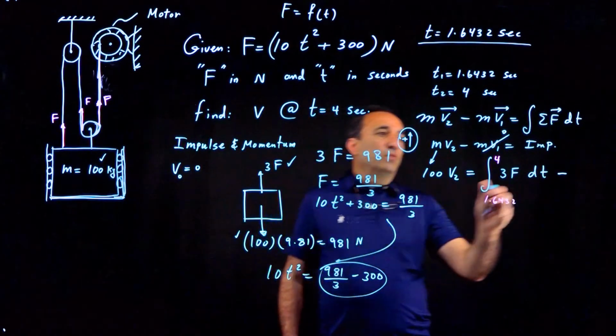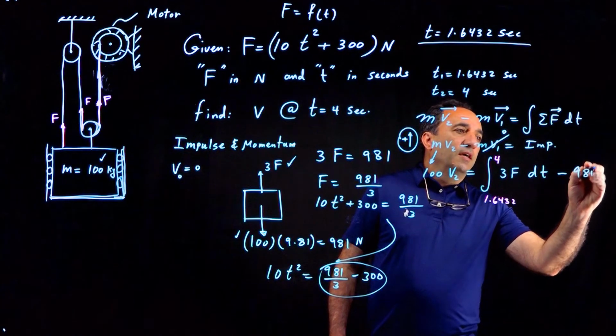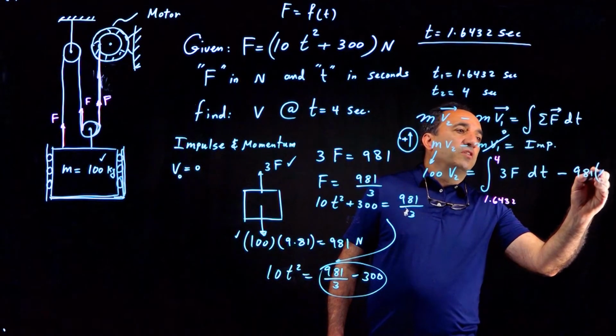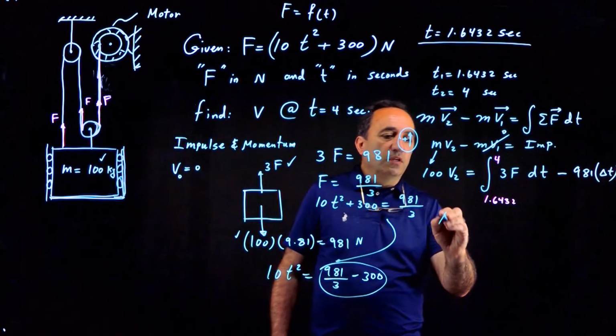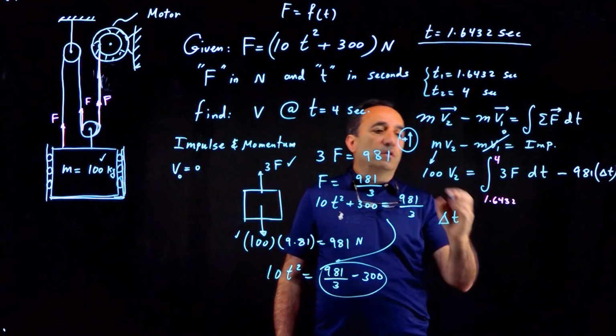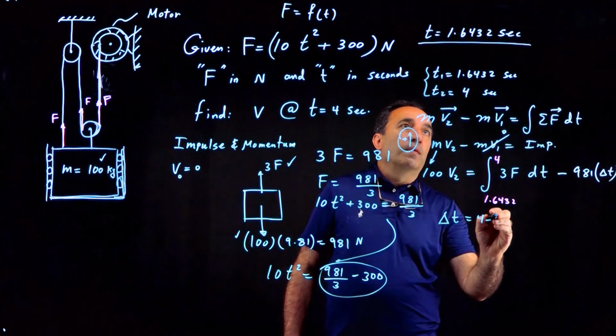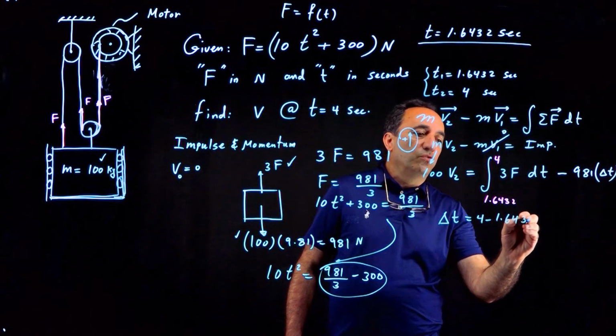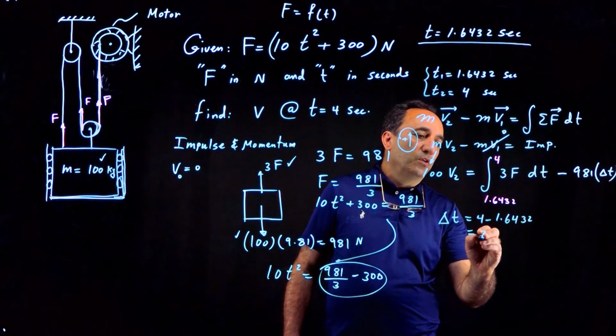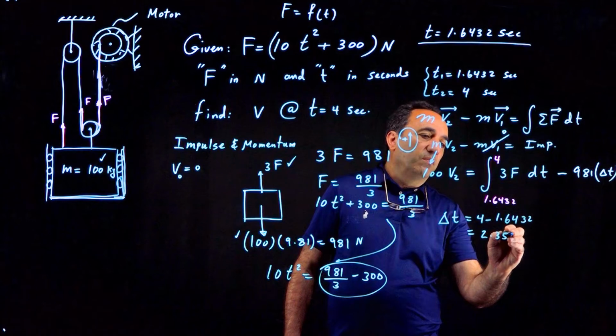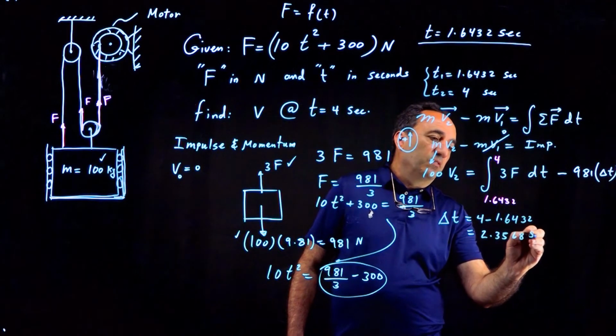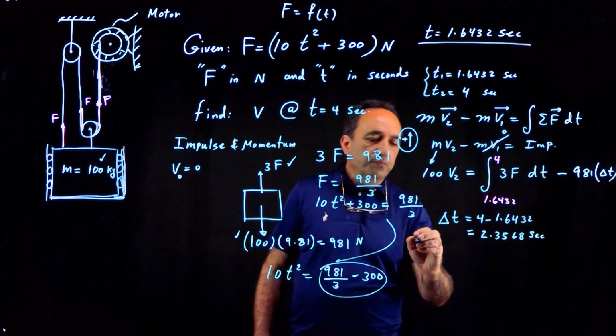So in this case, the weight is 981, and delta t is the difference between t2 and t1. Again, a typical mistake is that you just use 4. So that would be 2.3568 seconds.